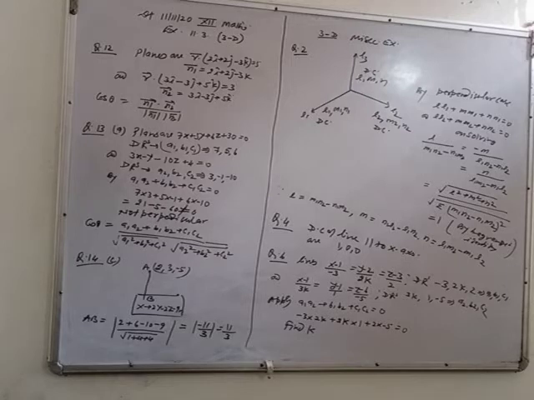So for the angle between two planes, apply the formula cos theta is equal to a1 a2 + b1 b2 + c1 c2 upon root of a1 square + b1 square + c1 square into root of a2 square + b2 square + c2 square. So putting in the values, find the angle between them, theta.